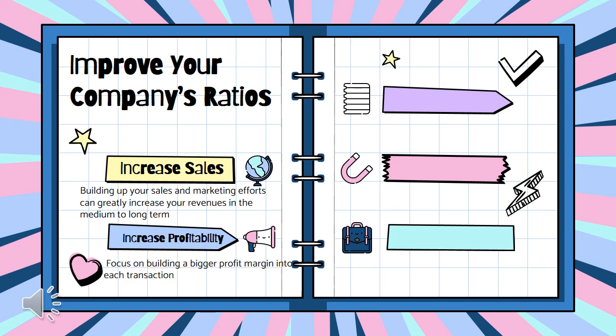Next one is increase profitability. If you've got plenty of sales, but each sale has a tiny profit margin, then getting more customers won't help. Instead, focus on building a bigger profit margin into each transaction. That might mean raising prices or focusing on sales that have a bigger profit attached.